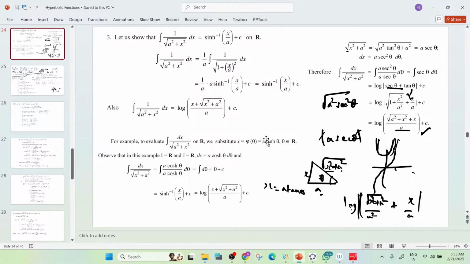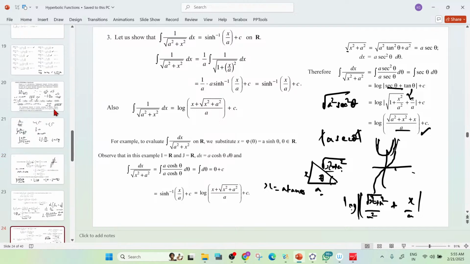If you remember this formula for sinh inverse, then you can directly take a sinh theta. But if you don't remember these formulas, you can choose this way and still reach the result using the basic trigonometric identities. We just drew the right angle triangle and derived these ones. But ideally, you remember these formulas also, because in our options you might be given this or this.